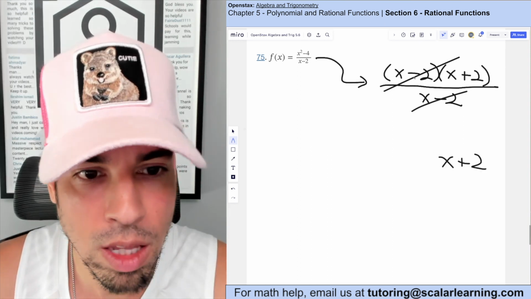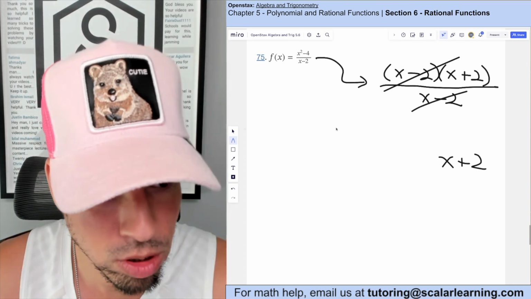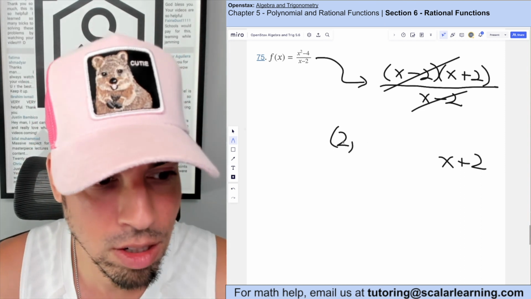So we know then that the hole occurs at whatever was going to zero out those canceled binomials. So I know my hole, or removable discontinuity, you can also say, is going to occur at 2.